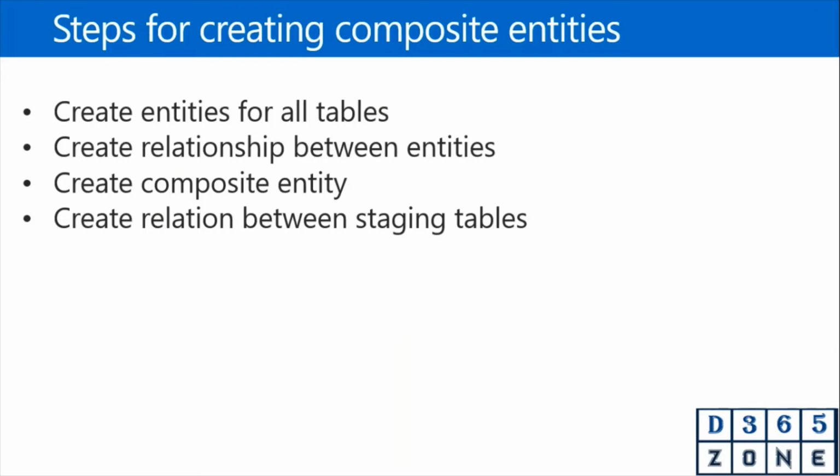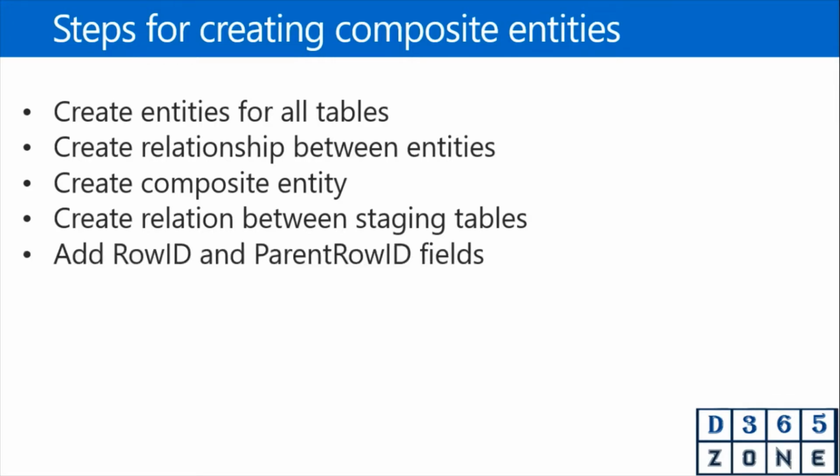And I'm going to add two new fields actually, which are going to be row ID and parent row ID, which I'm going to copy from another entity. I'll show you how to do that. And this is the next step, add row ID and parent row ID fields. And finally, sync and build.